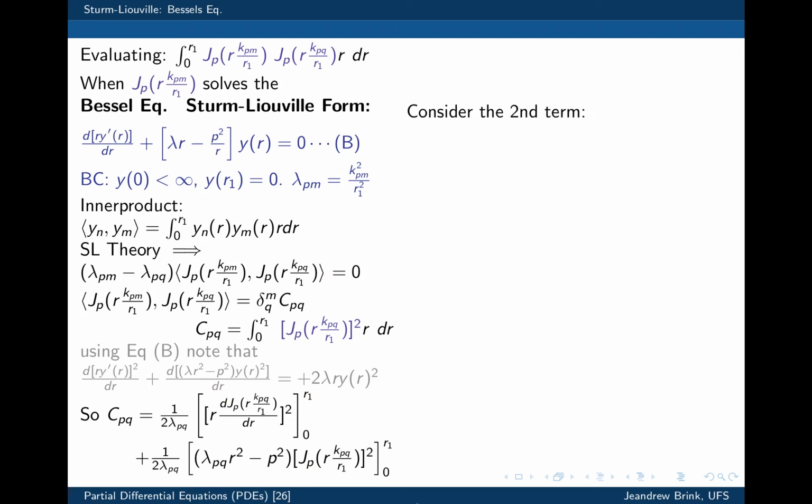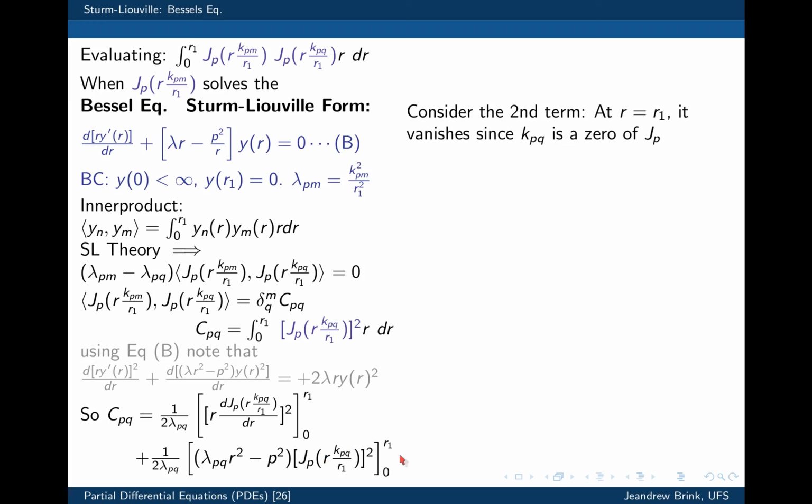So first let's look at the second term, right? The second term, and let's look at it at the boundary r1. That's easy because at r1 you simply have Jp of kpq, and that's a zero of Jp, so it vanishes. Okay, so it vanishes at r1.